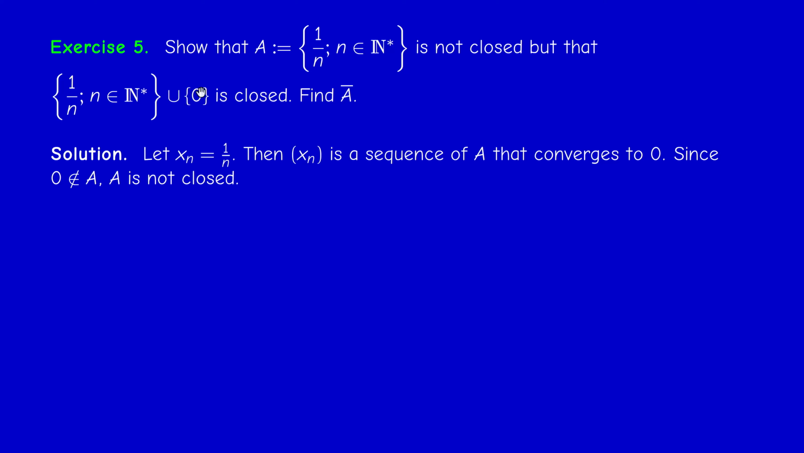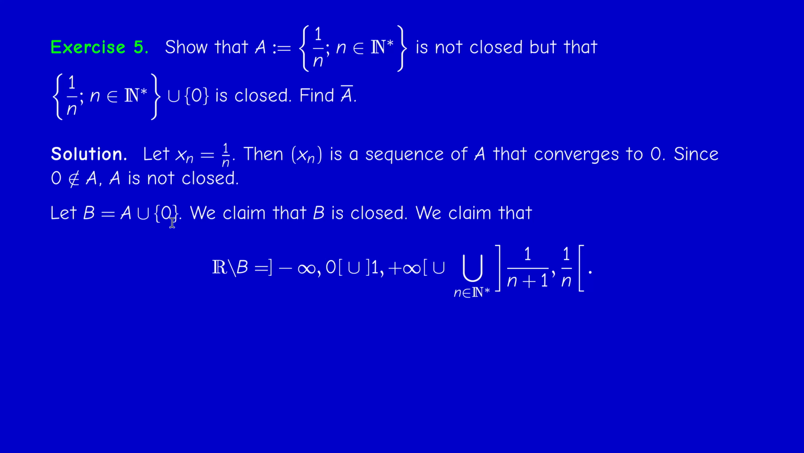Now, to show that A bar is equal to this one, we have to show first that this set is closed. So I call the set B. B is just obtained by adding 0 to A. I claim that B is closed. How do I know that B is closed? There are several ways to prove that. I will give you one of them. Look at the complement. If the complement is open, then B is closed by definition.